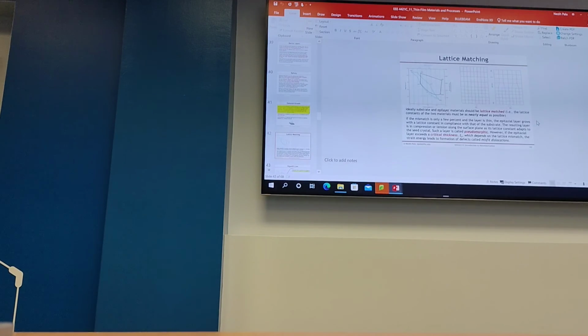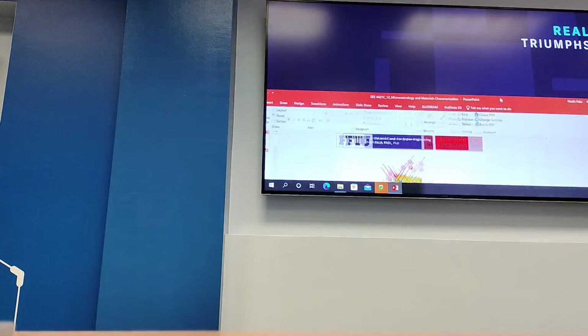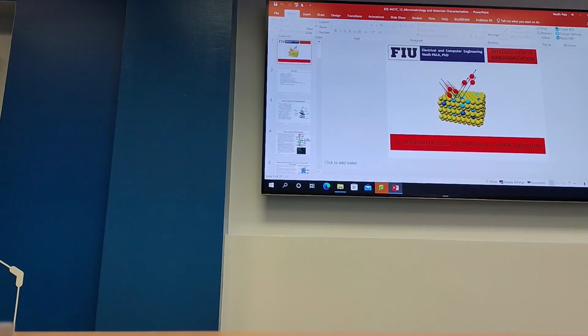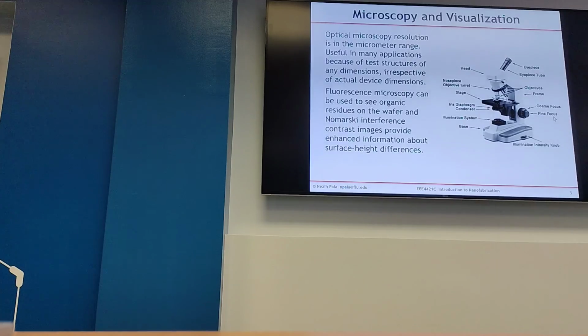So those are the fundamental things about this chapter. Okay. So next chapter is about the metrology, so different measurement techniques.